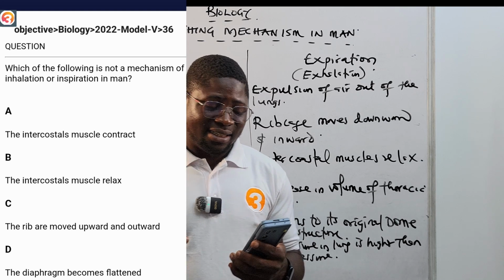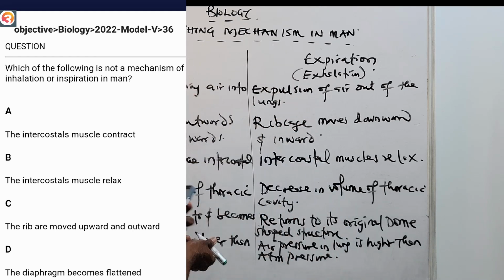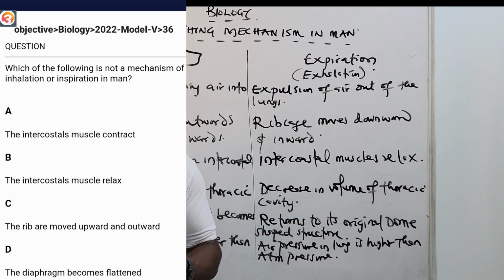2022 number 36. Which of the following is not a mechanism of inhalation or inspiration in man? A says the intercostal muscles contract. B says the intercostal muscles relax. C says the ribs move upward and outward. D says the diaphragm becomes flattened. I will mark it. Just say the answer is A or B or C or D in the comment section.